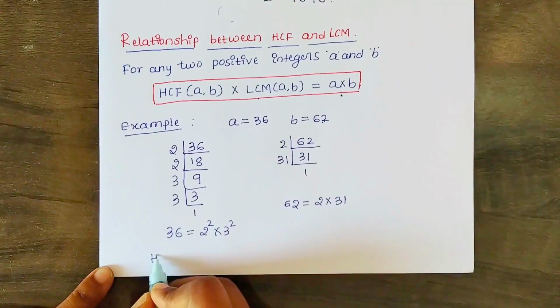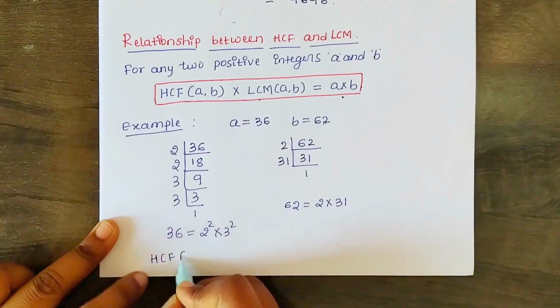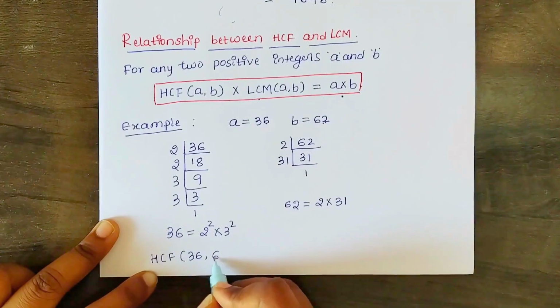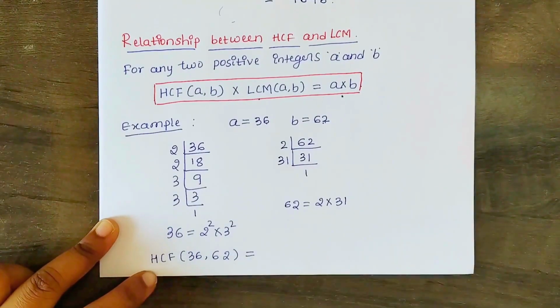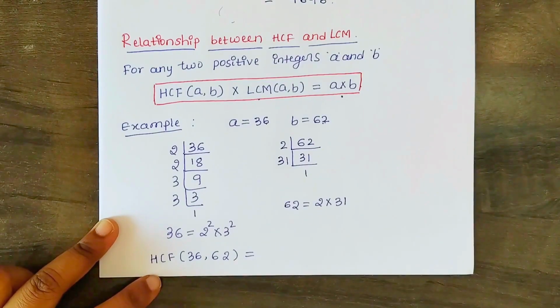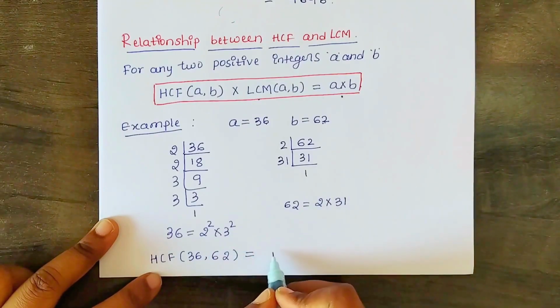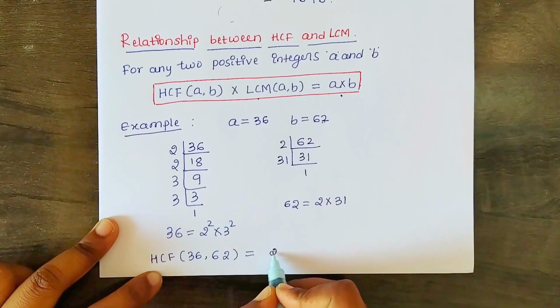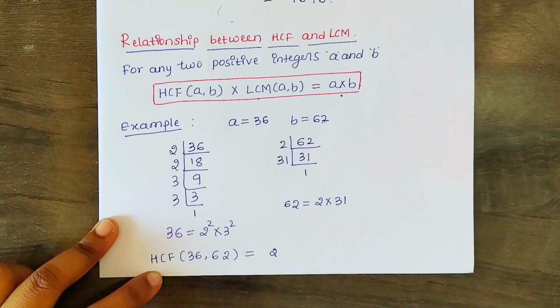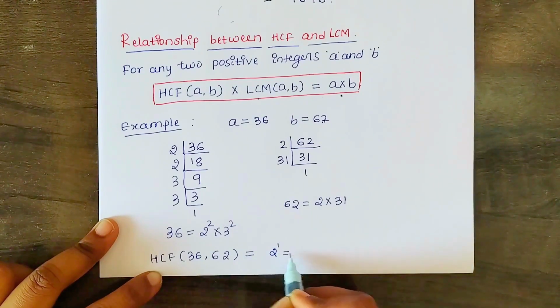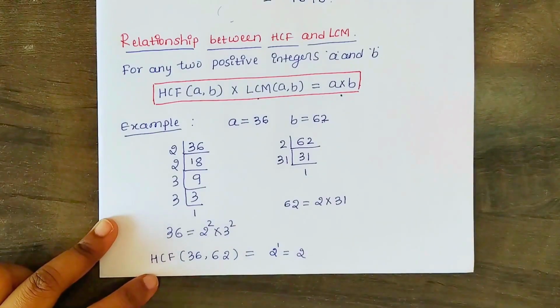Now the HCF of 36 and 62. What is HCF? That is the product of the smallest power of each common factor. So here the common factor is only 2. For its smallest power, here we have 2 to the power 2 and 2 to the power 1. So 2 to the power 1. So 2 is the HCF.